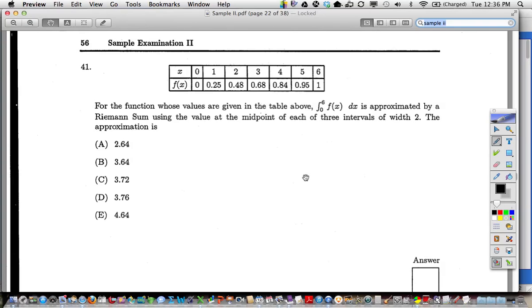All right, so let's look at number 41 here. So it says, here's a function given as a table. Now, okay, that's fine. That's f of x. At this point, I'm going to totally ignore that table until I'm ready for it. Okay, all I'm looking at is this function right here, this integral from 0 to 6, f of x dx, which means I want the area under that curve from 0 to 6.